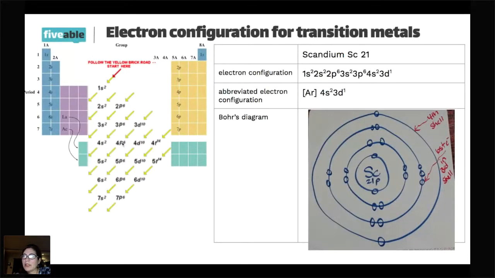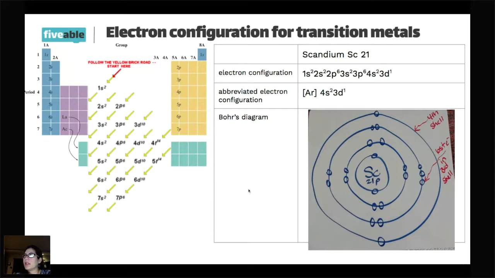Okay, so the answer is 32 electrons on the fourth shell, 18 on the third one, 32 on the fourth one, 32 again on the fifth one, 18 again on the sixth one, and 8 on the seventh shell.